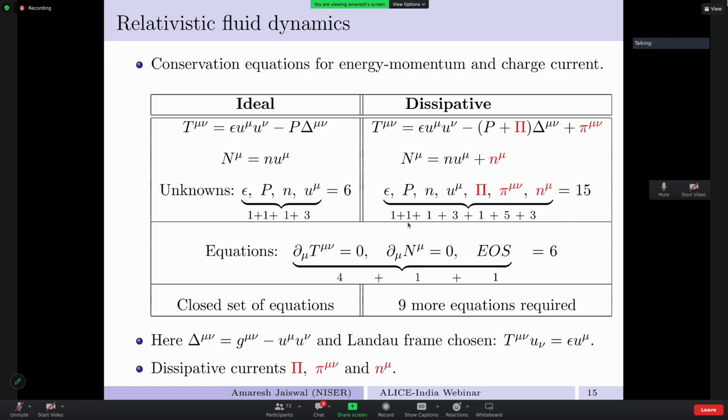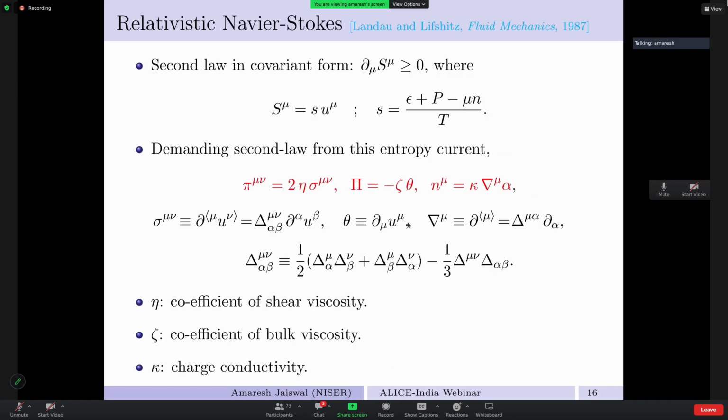So the way we derive it is we simply define our entropy current and demand that the entropy four-divergence is positive definite locally at each point. And one lands up with this equation. There are some steps in the derivation. I will refer to some references as well.